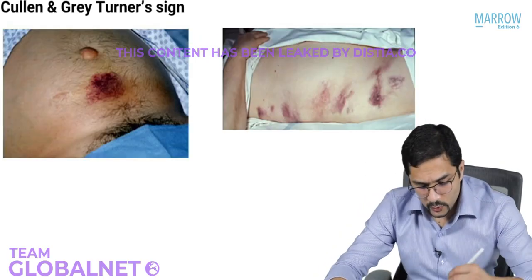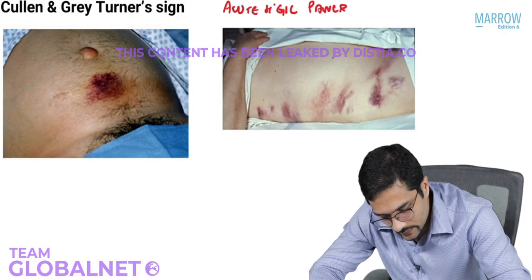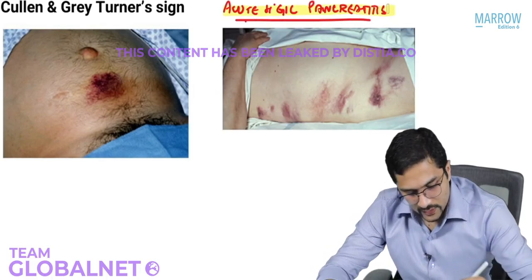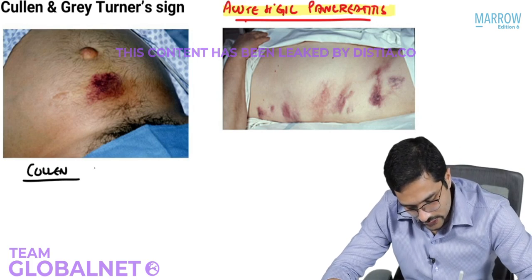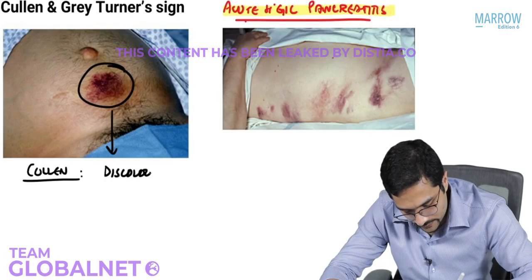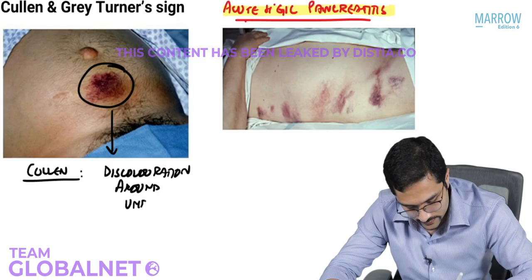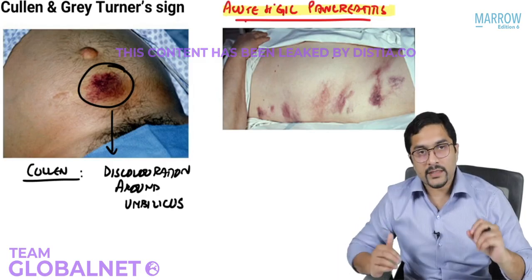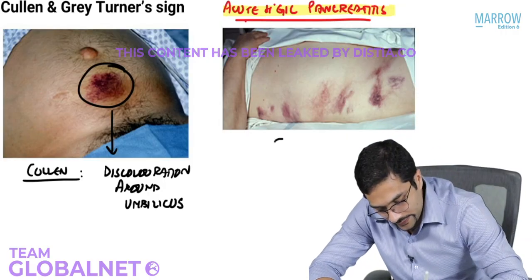Now, in patients with acute hemorrhagic pancreatitis, there can be certain clinical signs which can be there. So what are the clinical signs which are present? So you can have Cullen's sign and Gray Turner sign. So Cullen's sign is discoloration around the umbilicus. You can see here there is a discoloration around the umbilicus. Right, discoloration around the umbilicus is Cullen's sign. Remember C for central, so the discoloration will be around the umbilicus. Or you can have Gray Turner sign.